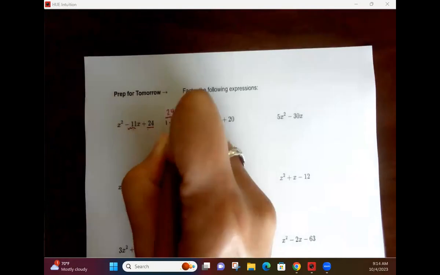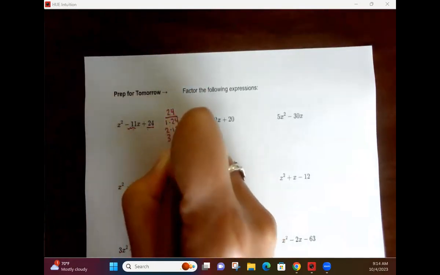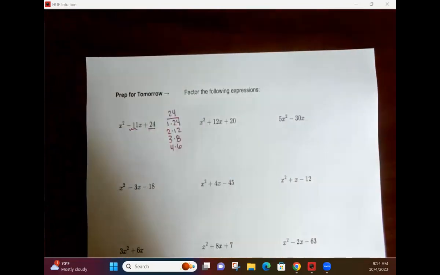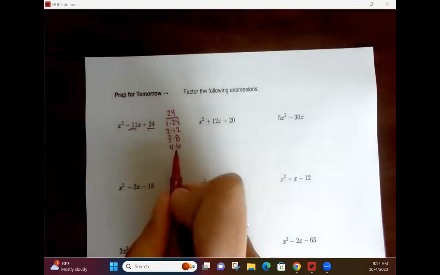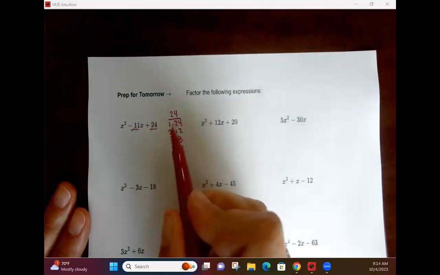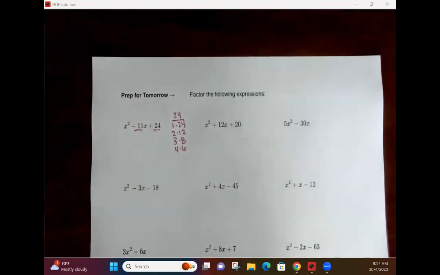So 1 times 24, 2 times 12, 3 times 8, 4 times 6. 5 doesn't go into 24. 6 does, but it's already in the list. So I've made my whole list. These are all the positive factors of 24. Remember, I could also multiply a negative by a negative and get a positive 24.